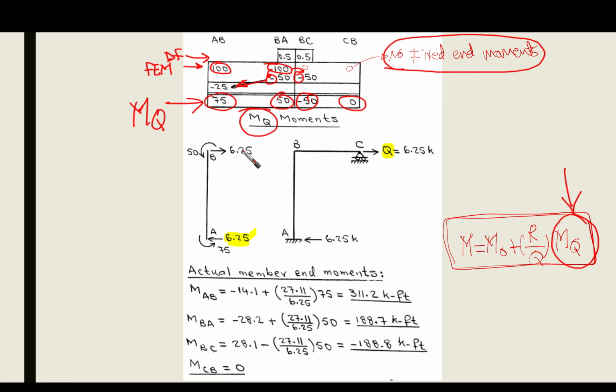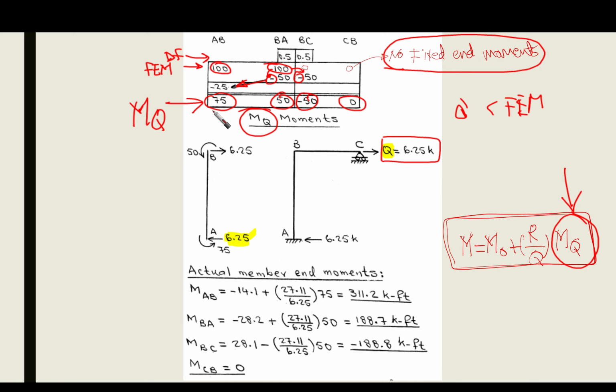Now we want to know the value of Q. How much force have we applied laterally to make the delta prime, or to make the fixed end moments at AB and BA equal to 100? We want to know the value of it. So now we are going to obtain the value. How can we do it?